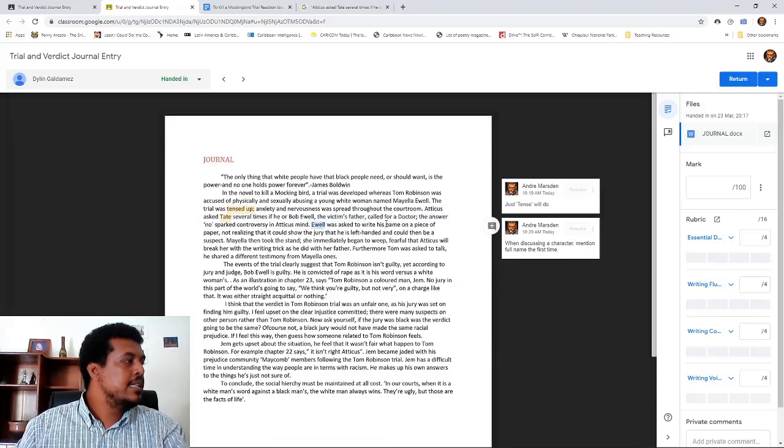Ewell was asked to write his name on a piece of paper, not realizing that it could show the jury that he is left-handed and could then be a suspect. Mayella then took the stand. She immediately began to weep, fearful that Atticus will break her with the writing trick as he did with her father. Woo! Tom was asked to talk. He shared a different testimony from Mayella once.